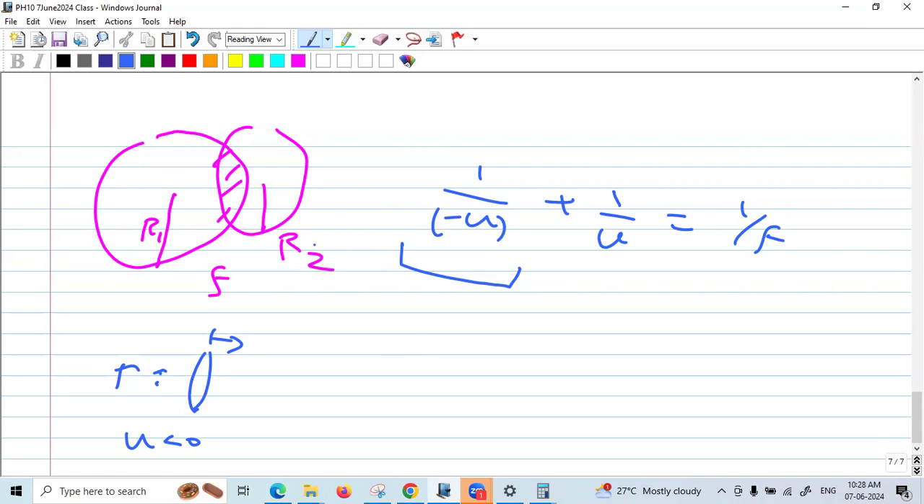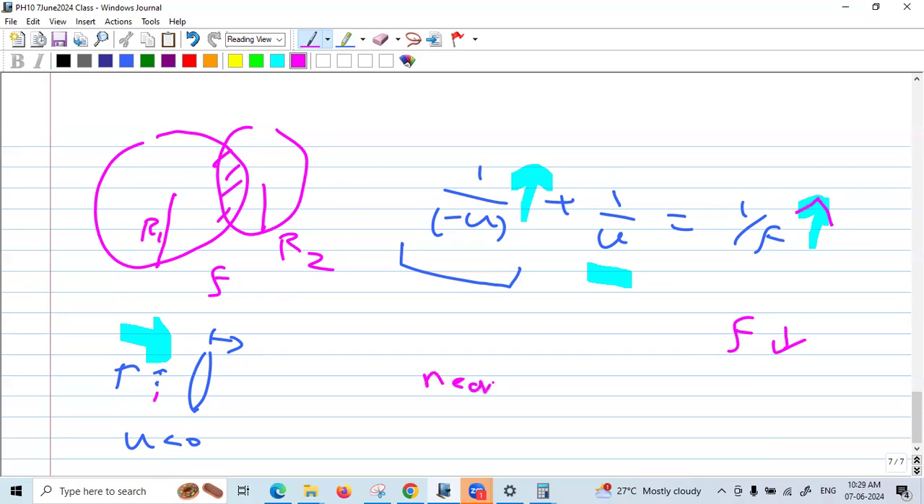So that means the first term is increasing, and the object is coming nearby. The first term is increasing and the second term is a fixed quantity, because v is fixed. So the right hand side also has to increase. Let me repeat. As the object comes nearby, minus u decreases, so the first term increases. The second term is fixed, so the right hand side has to increase. That means the focal length will decrease.